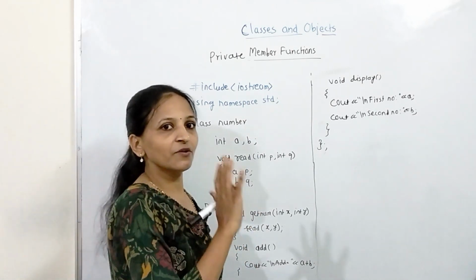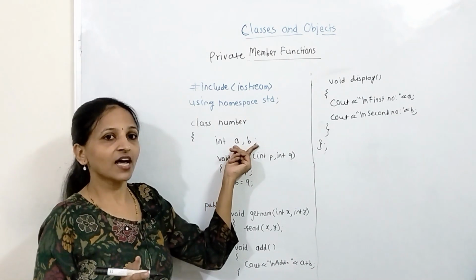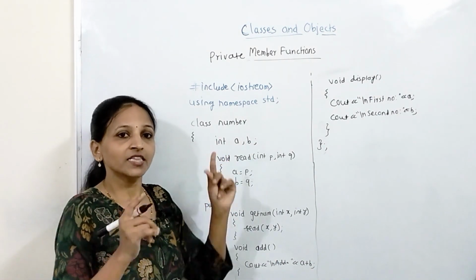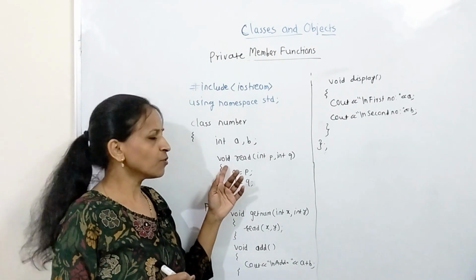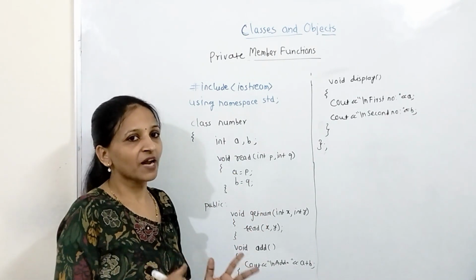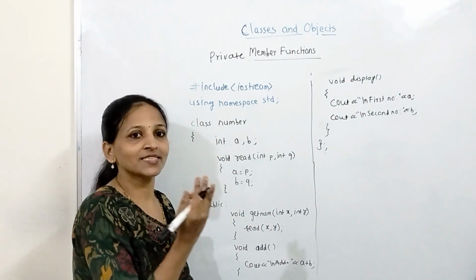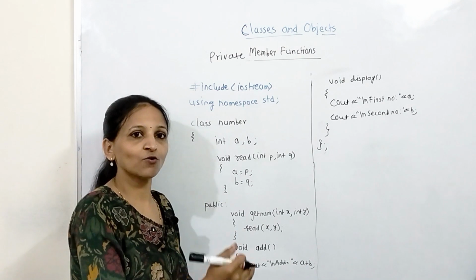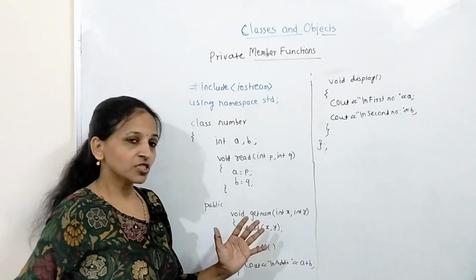Now how to access that? Through a public member function you can access that. We already saw that class data which is private, we have to access using public member functions. In the same way, if you want to call any private member function, you have to go through the public section. Indirectly you have to call it through any other public member function. That I am just doing here.